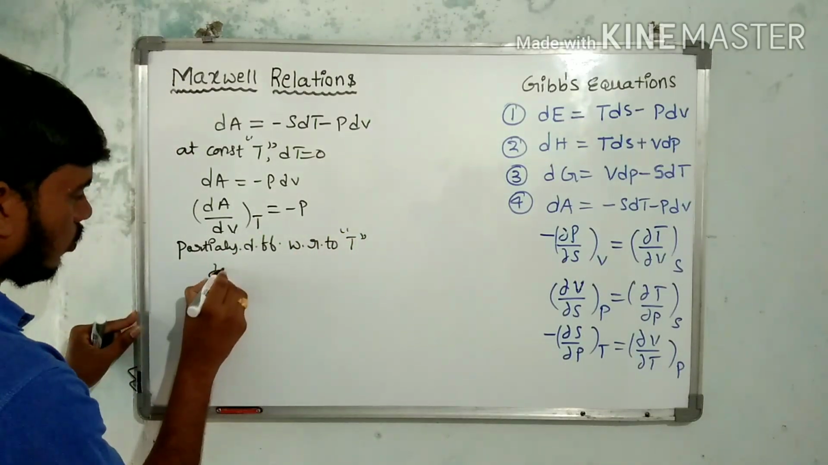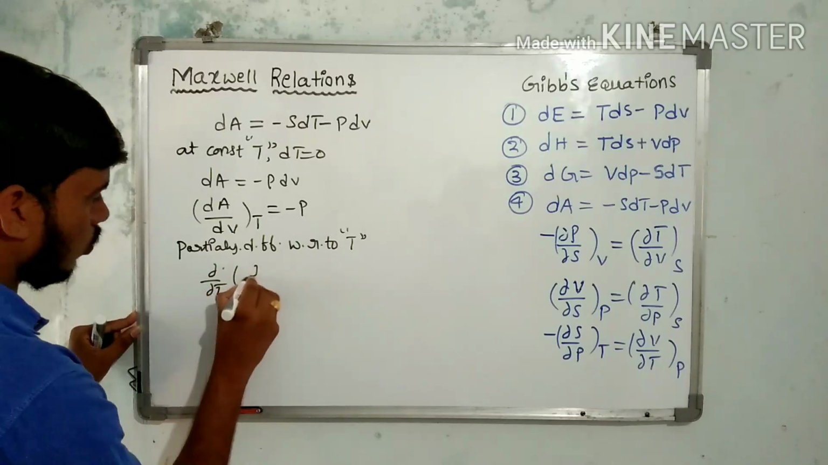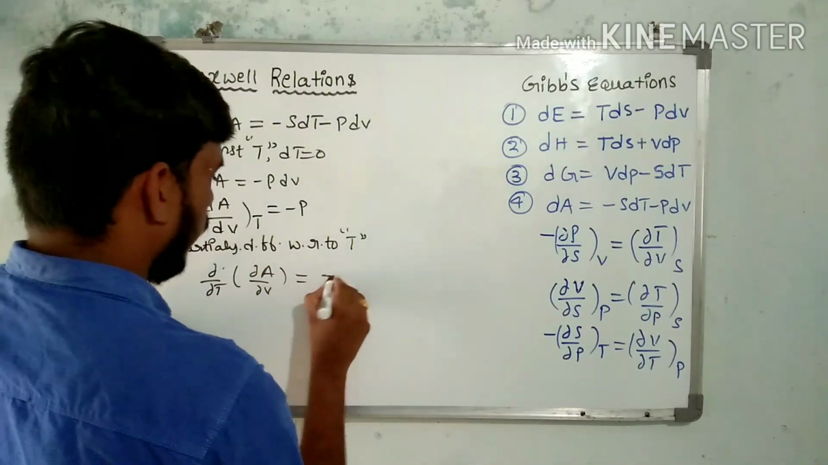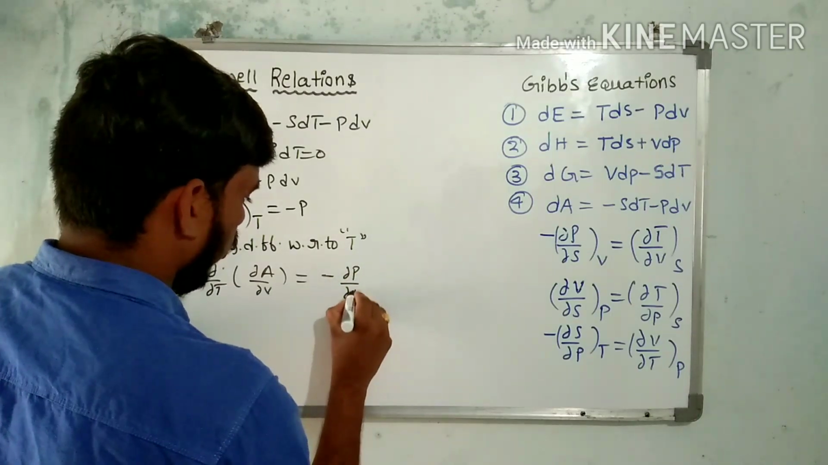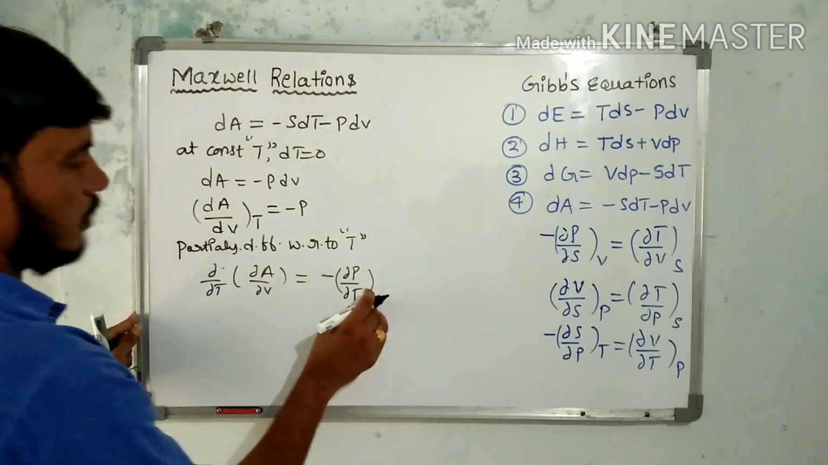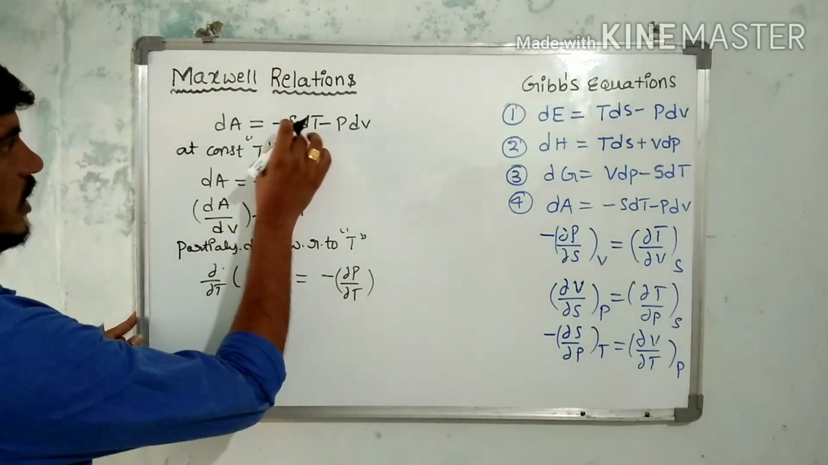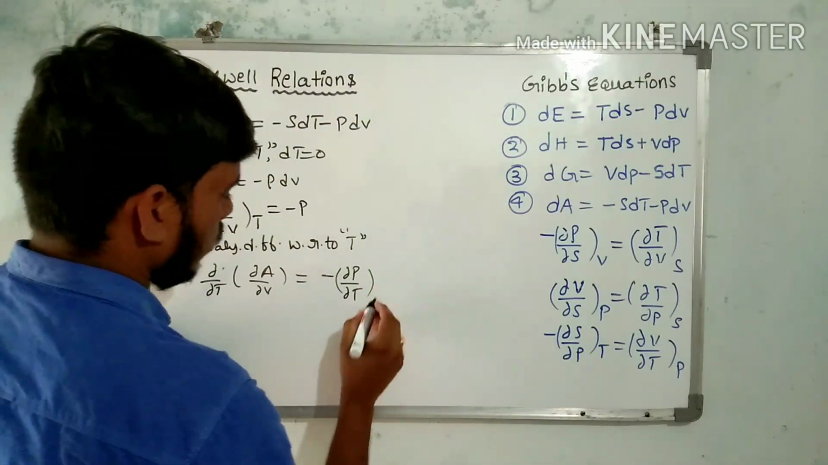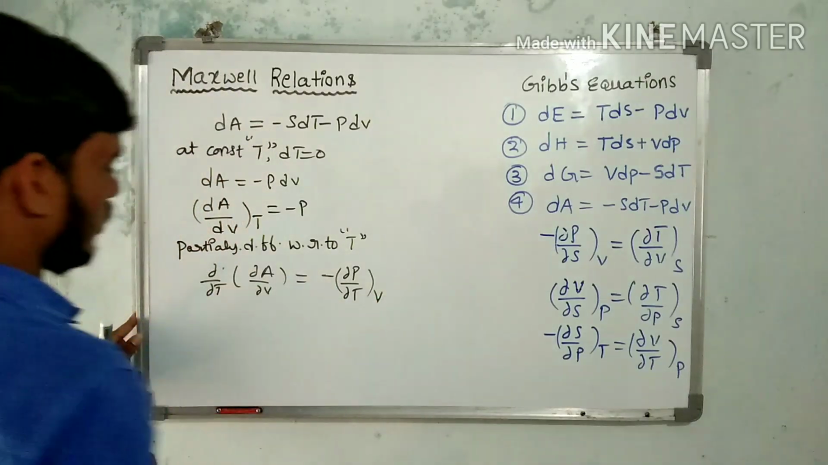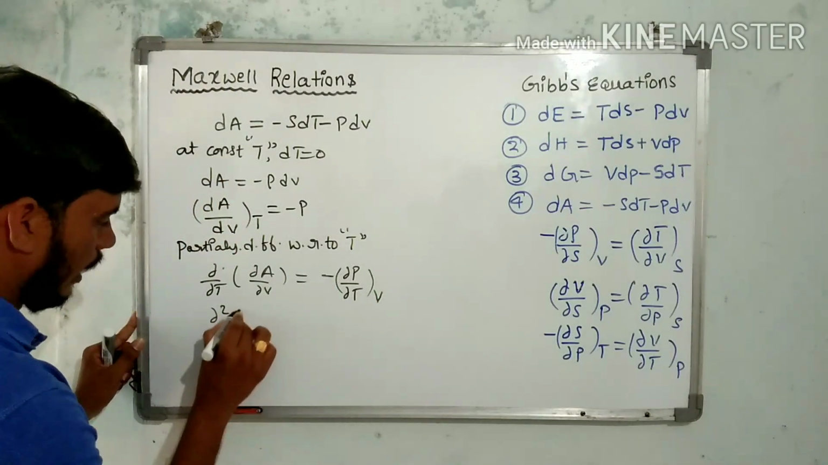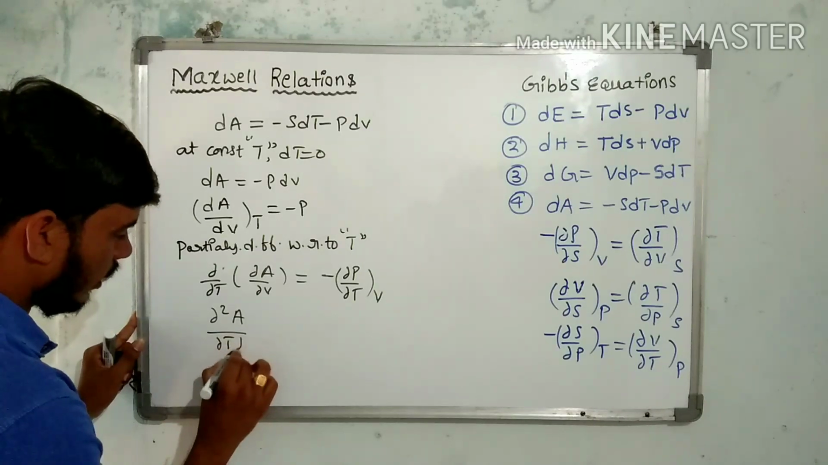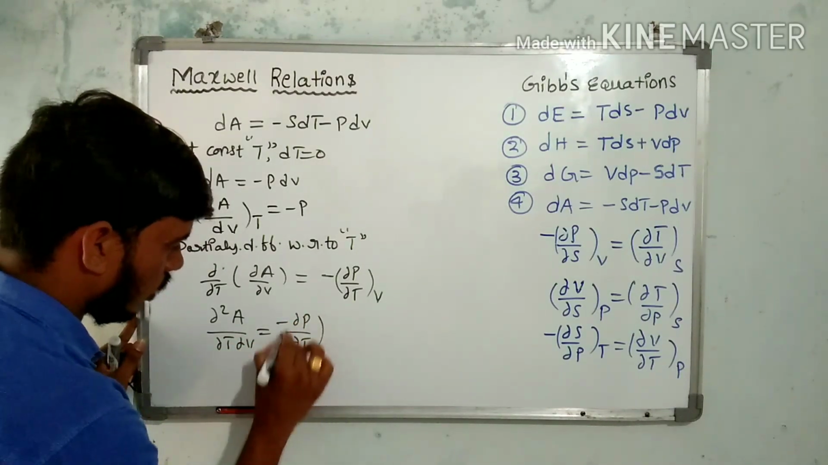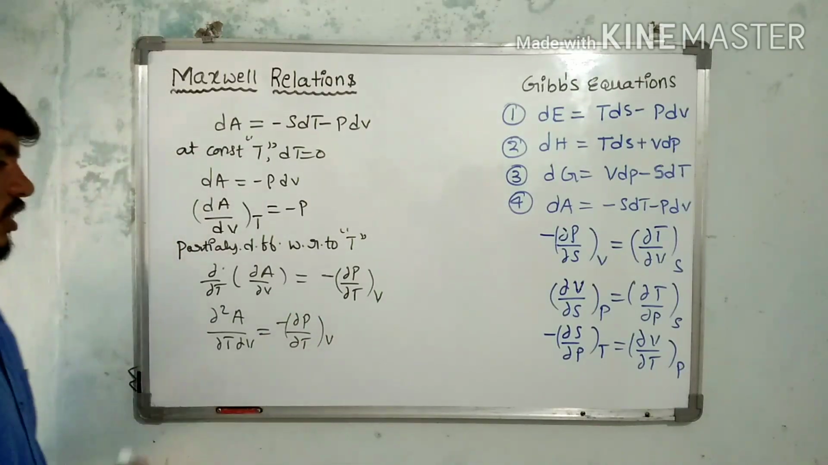∂/∂T of ∂A/∂V is equal to minus ∂P/∂T. Now the subscript in this expression is volume, which is constant. Now ∂²A/∂T∂V is equal to minus ∂P/∂T at constant volume in this expression.